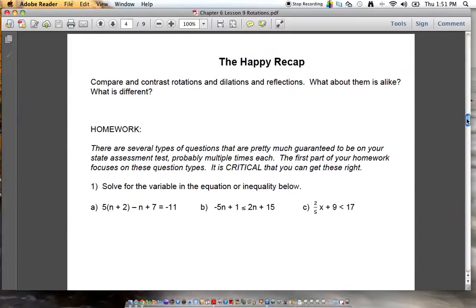Okay, happy recap. What's the same or different about rotations, dilations, and reflections? Let me give you a specific. Only one of them changes the size of an object. Which is the one that changes the size of an object? Dilation. Good. Which 2 do not change the size of an object? Very good. We call that an isometry. We'll talk more about that tomorrow. All right. Don't forget to do a great job on your homework tonight.